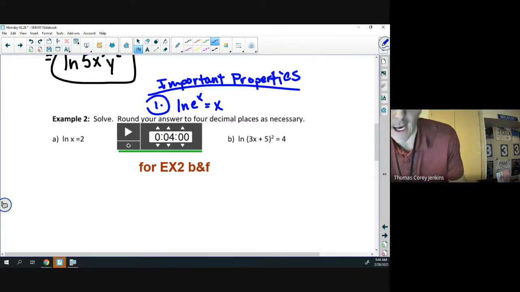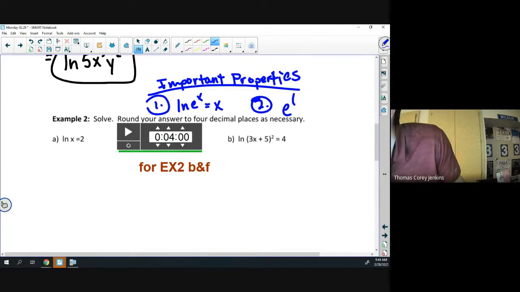And then another one that's a little bit tougher to see, but that's e to the power of the natural log of e to the x is equal to x.